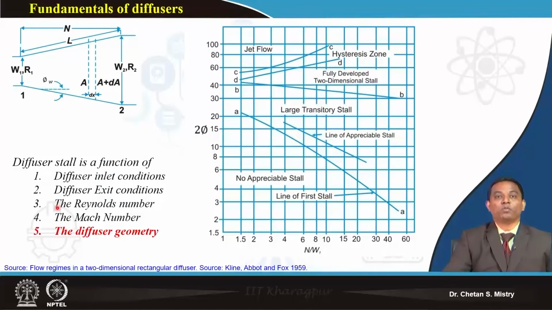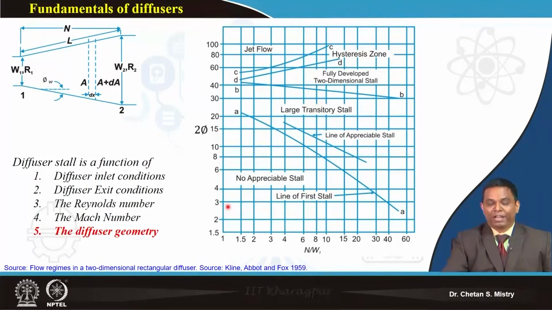Okay, let me move towards the next. This is what it says. My stall in the diffuser is a function of my inlet geometry. It's a function of my outlet geometry. It also depends on my Reynolds number, what is my inflow condition, what is my outflow condition, and the geometry of my diffuser. Okay, so here this is a very good compilation of data.